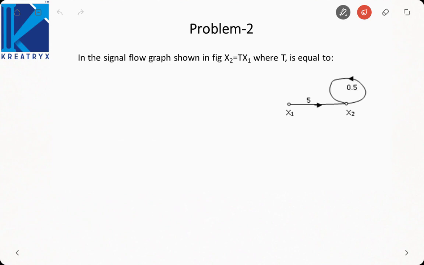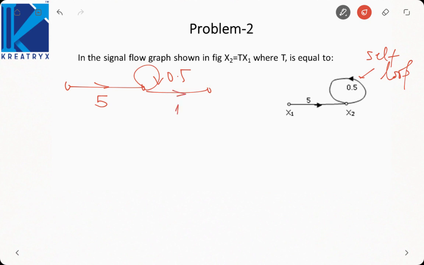Okay, moving on to the next problem. Here we need to find the gain for this given signal flow graph. I told you whenever there is a self loop at the output node, what we will do is take one more node, with branch gain 1, from x2 to x1. Now if we see the forward path, it is 5 into 1, that is 5. Only one forward path.